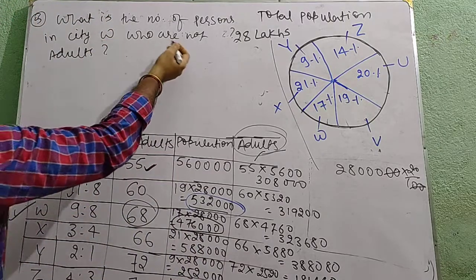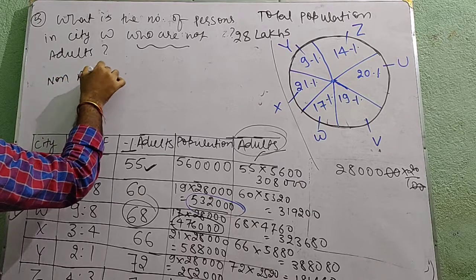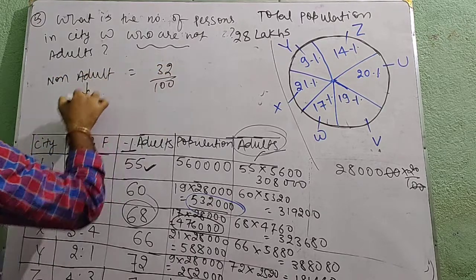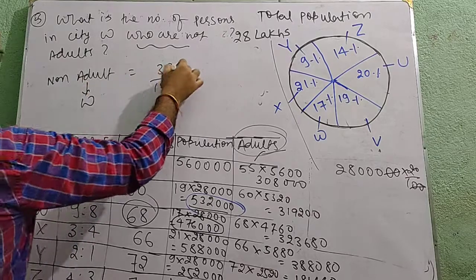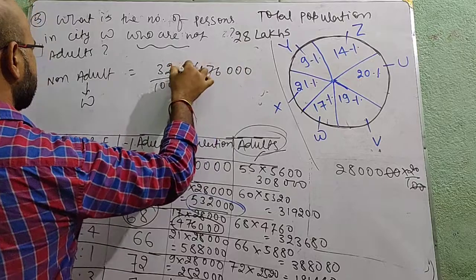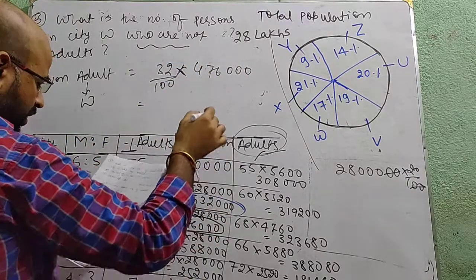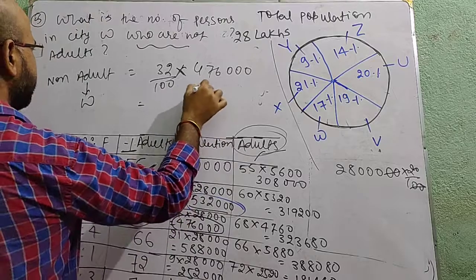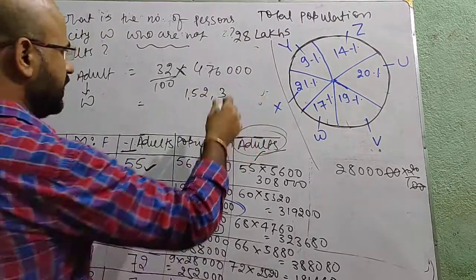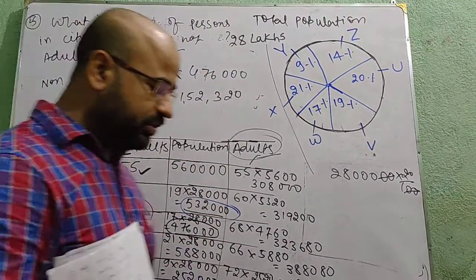So the question is who are not adult, non-adults, that is 32%. 32% of what? For CTW, 4,76,000. You will calculate, and then you will get the answer, 1,52,320.